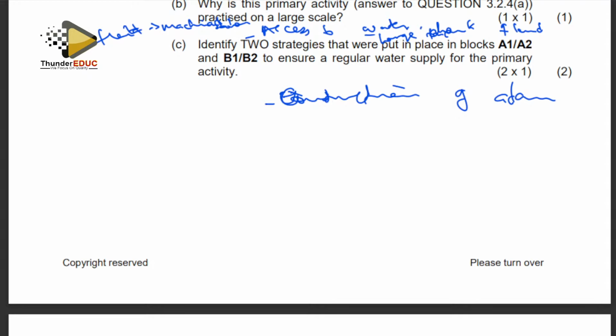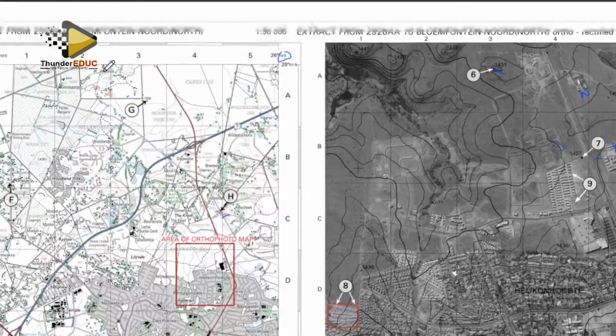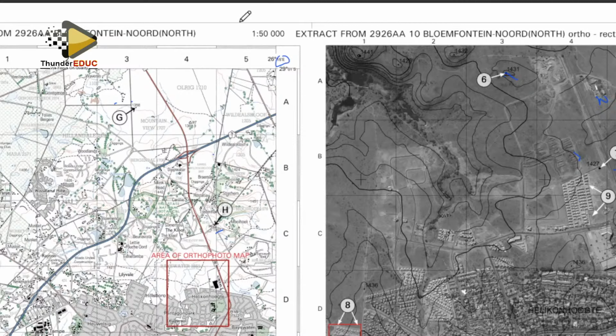Let's look at other evidence we can look at. I'm trying to look at the evidence that I can see. I can see the dam, which is well and good. Maybe let me try to make it a little bit bigger.